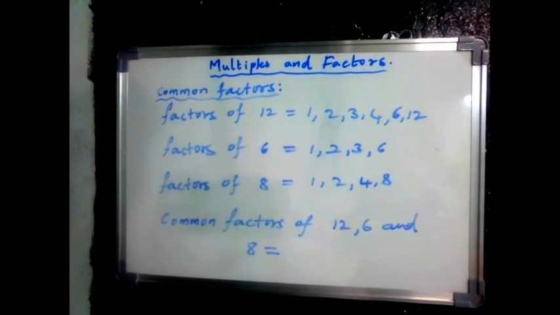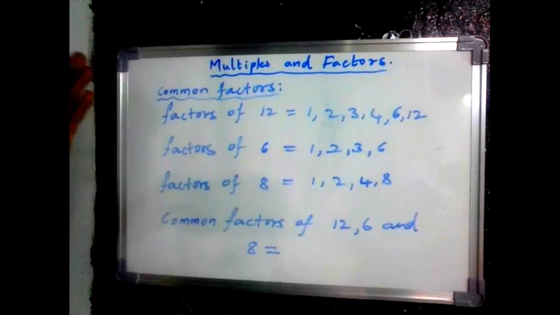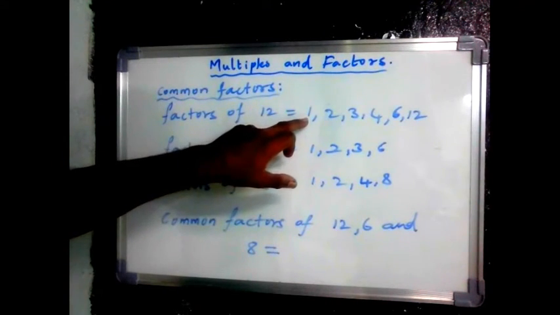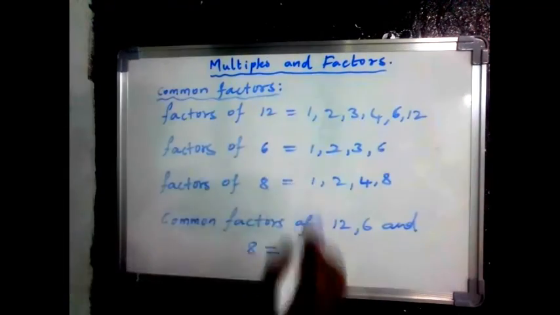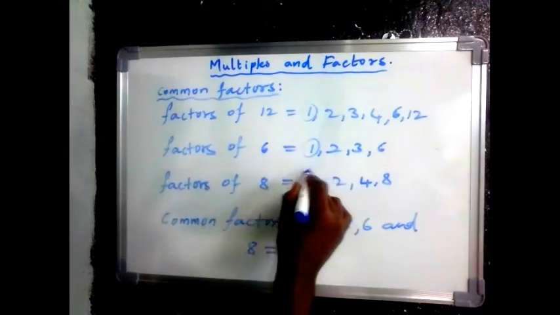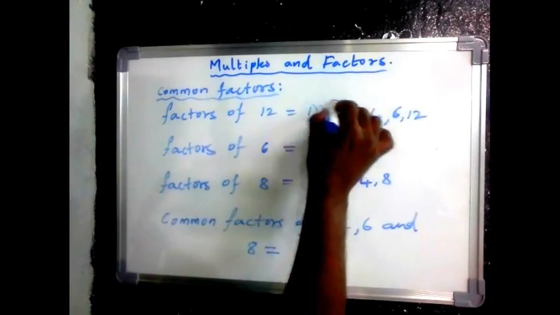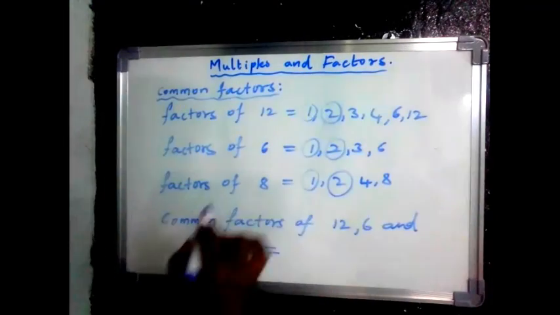Okay. Now the common factors of 12, 6 and 8. How to find common factors of three numbers? 1 is in all the factor lists: 1, 1, 1. So 1 is a common factor. Let us see the remaining factors. 2 is in the factors of 12, 2 is in the factors of 6, 2 is in the factors of 8.